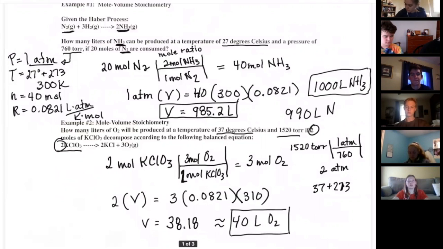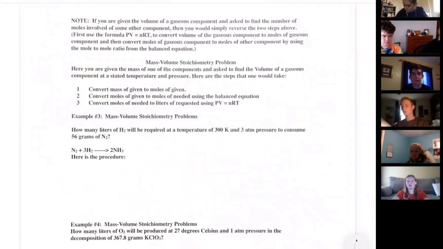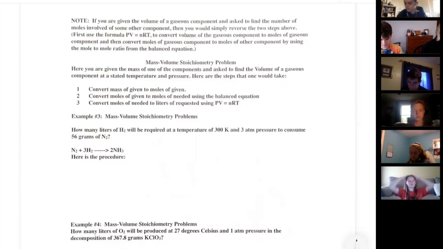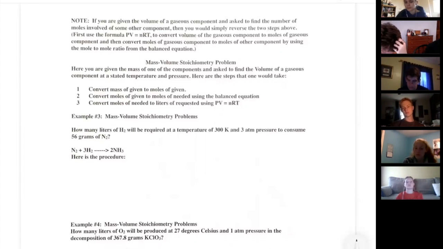So let's look at the second page. It says up here, if you are given the volume of a gaseous component, asked to find the number of moles involved, then you would simply reverse the 2 steps above. So you would first use PV equals nRT to convert volume to moles, and then convert moles of the gas to the other component. So you can do this backwards to our process too. That would be going from volume to moles, in which case you would use PV equals nRT to find the moles of the gas, then find the moles of the other substance you're looking for.